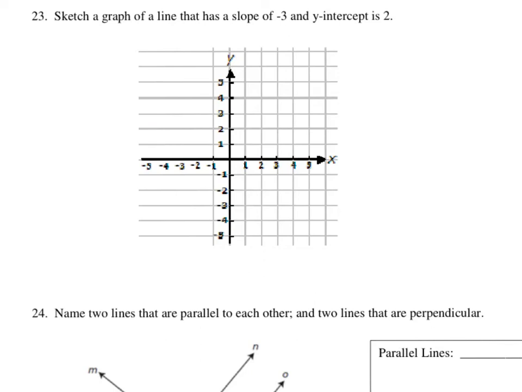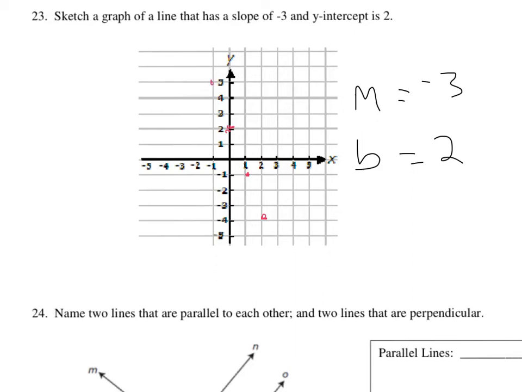Okay, 23, sketch a graph of a line that has a slope of -3 and y-intercept is 2. The graph turned out kind of weird when it converted over to a PDF. We'll go with it. So we have m and b. m is -3 and the y-intercept is 2, so the b is 2. So we're starting at 2. And it says we have a slope of -3, so that means I need to go down 3 and over 1. And I'm going to do that again.